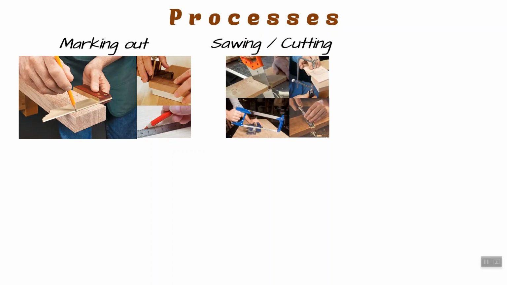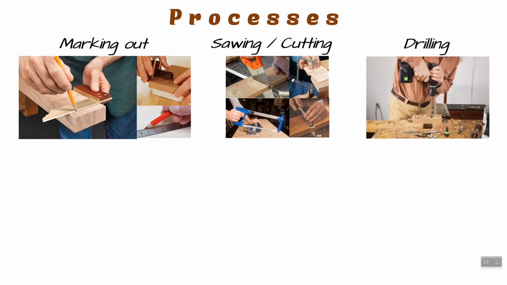So what are the processes we usually do in the workshop? All work starts with the marking out. You have to mark out the required length, the required shape onto the material before cutting. So the sawing or cutting is another process, usually done onto material. The third process is a drilling process. So we use specific tools to drill holes of different sizes into wood, metal or plastic.